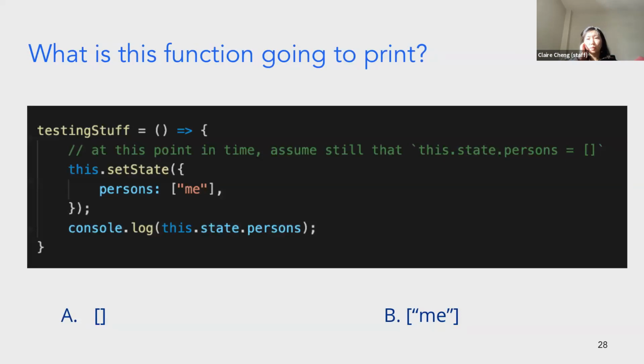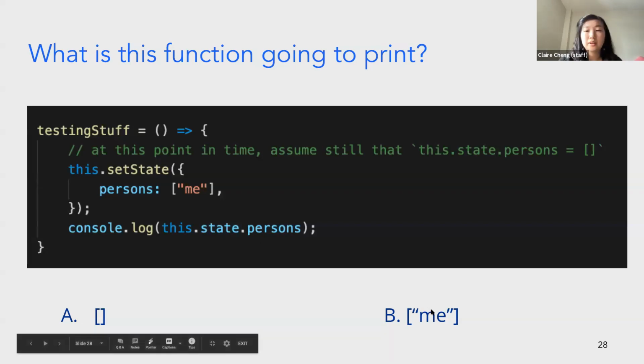So now here's a quick question exercise for all of you. If you already know what the trick to this question is, then you already know, I guess. But we're just going to do a quick exercise. What do you think this function is going to print? So here we're setting state as persons to a list with the string me in it. And then after this call, we're doing console.log, which if you forgot in JavaScript is just a print statement. We're printing this.state.persons. So what do you guys think this will print, A or B?